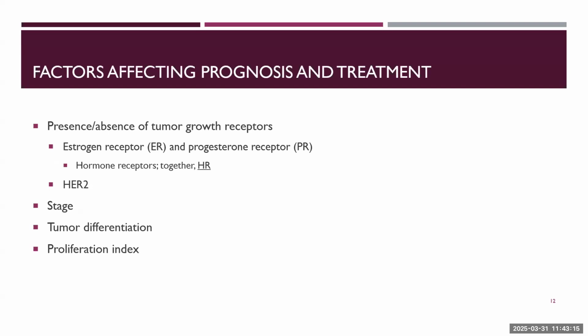So what are the various factors that affect both prognosis and our treatment? The presence or the absence of the tumor growth receptors. These are our hormone receptors, which is going to be HR, and we have the estrogen receptor and progesterone receptor, so ER and PR.